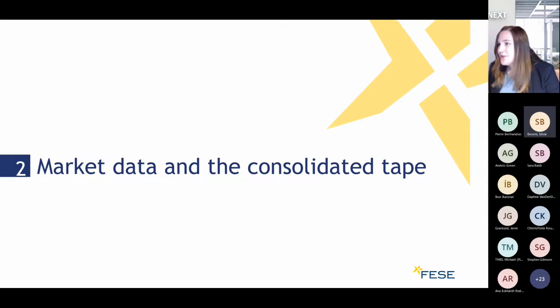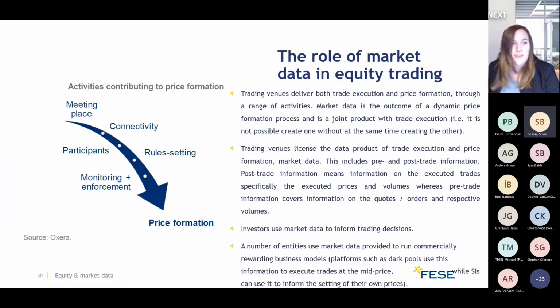Then I'm going to the first slide. So what's the role of market data in equity trading? I think it was mentioned already a bit, and it can be quite clear. Market data is there for any trader or market participant to make informed decisions about what they trade. Is that all it is? No, it's also much more. Market data is not just used to make trading decisions. It's also used by many different types of businesses to build products upon.